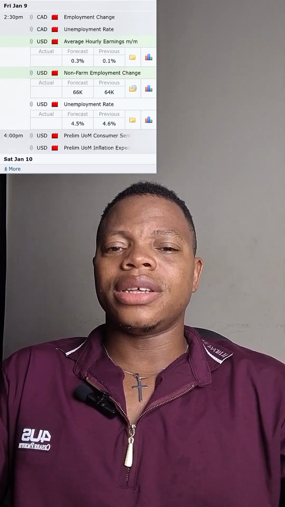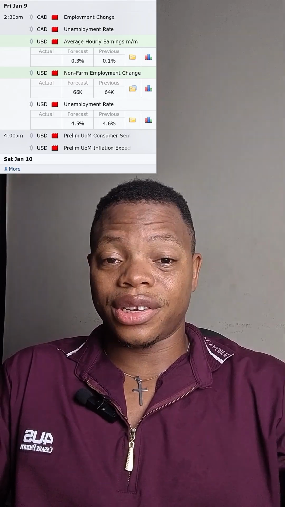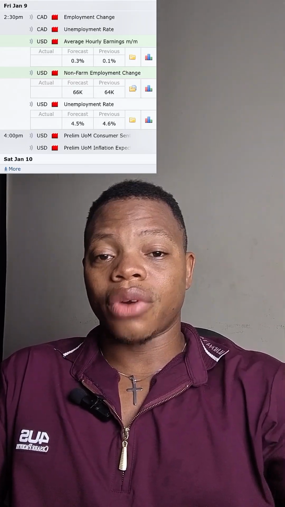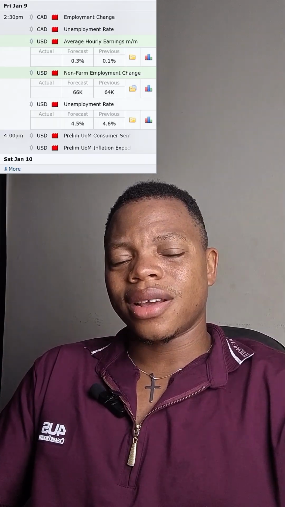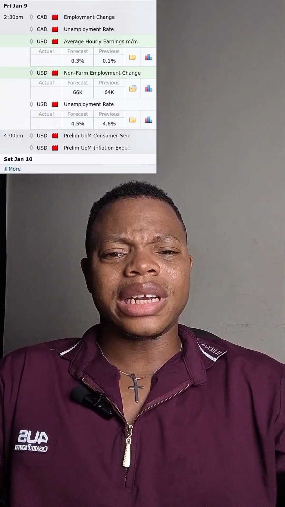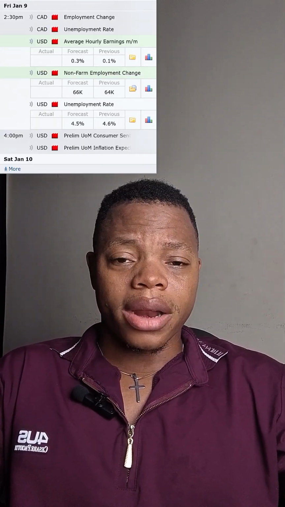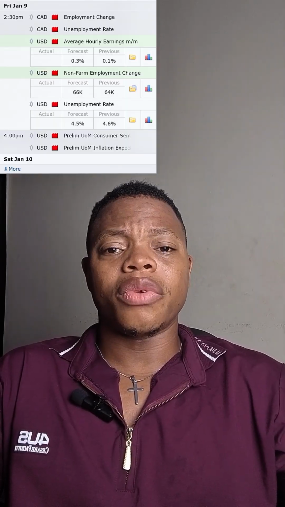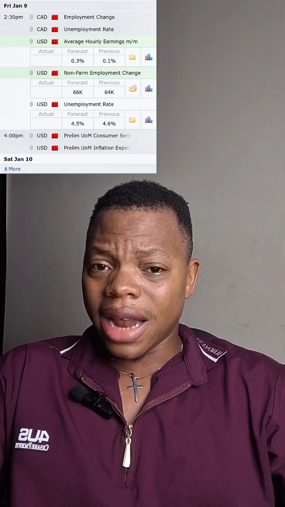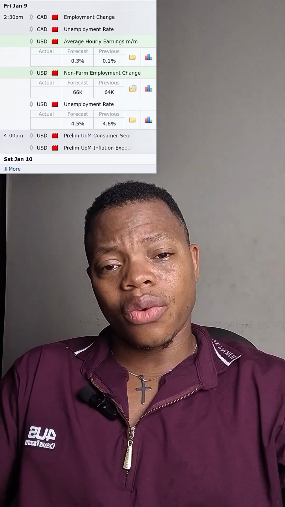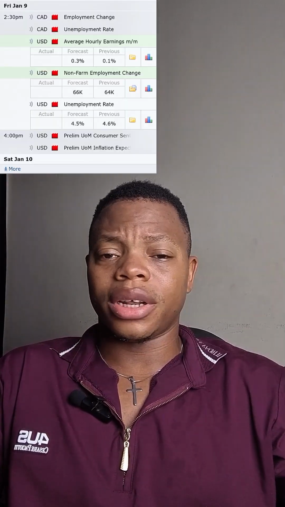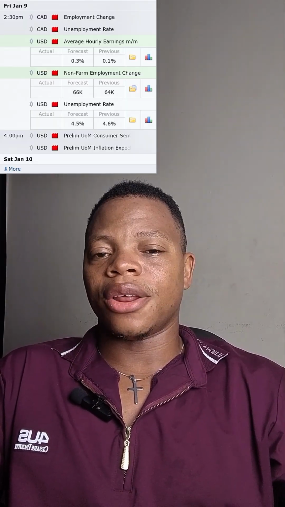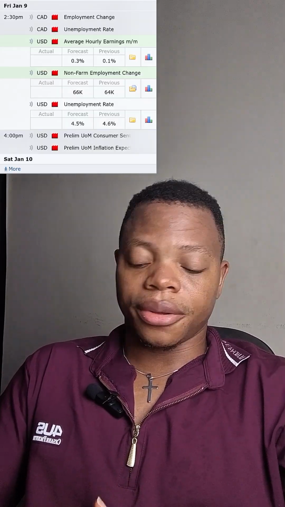And the job created is above the previous, which is 64,000, right? You can see that extra jobs have been added. So the citizens are mostly occupied, so the earnings are good. Most citizens will get paid at the end of the month. That is one key takeaway, and that is what non-farm payroll is all about. It's all about the jobs created by the government aside from the farming sector.